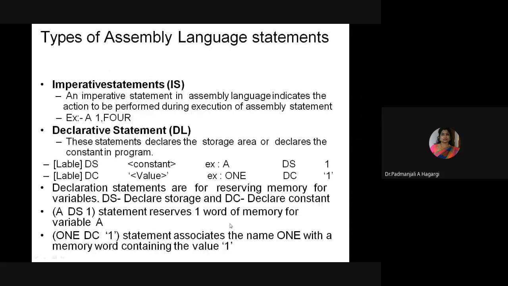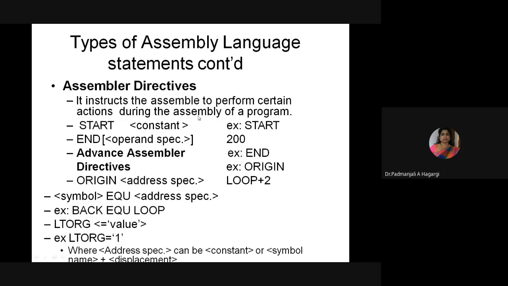This is one of the examples of the declarative statement. A is a statement that reserves one word of memory for the variable A. This statement says that A is a label which has one word of memory. And this one is a statement associated with the memory word one and also containing the value. Here there is no value. A reserves one word of memory. Here one reserves one word of memory and with the value of one.